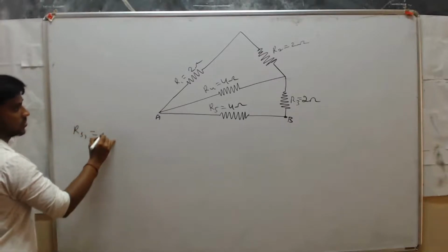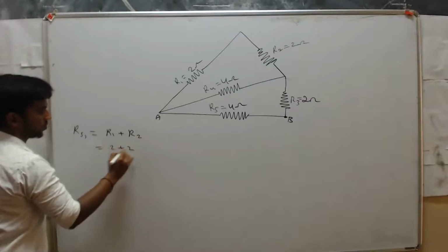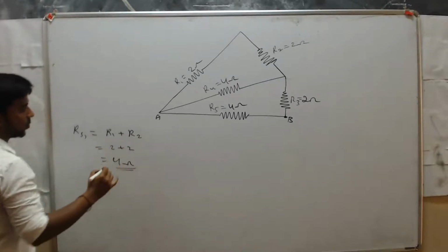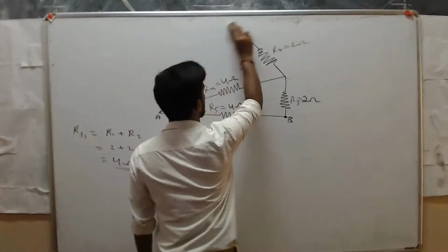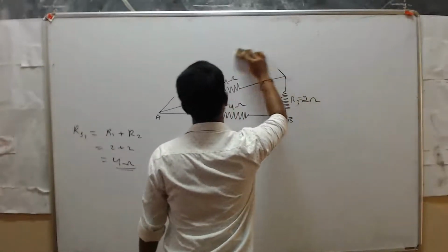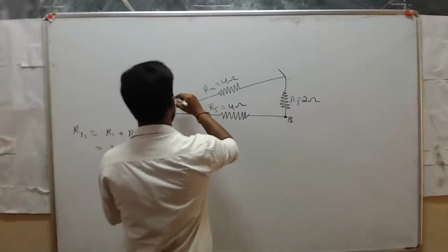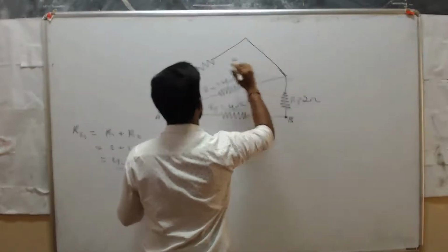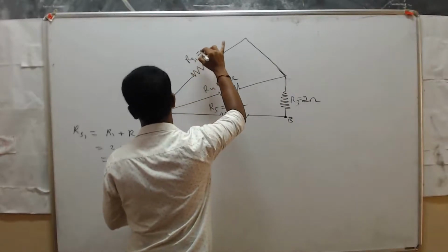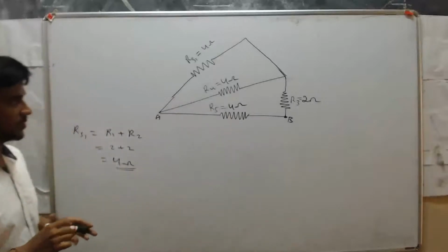Now first RS1. RS1 is equal to R1 plus R2, that is 2 plus 2 equals 4 ohm. So now you can redraw this circuit like this. Now RS1 is equal to 4 ohm.